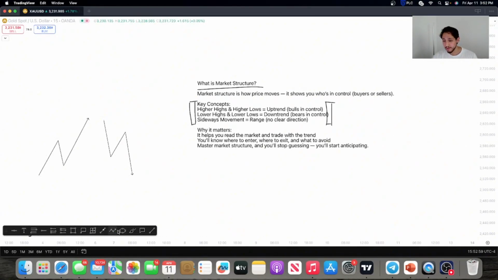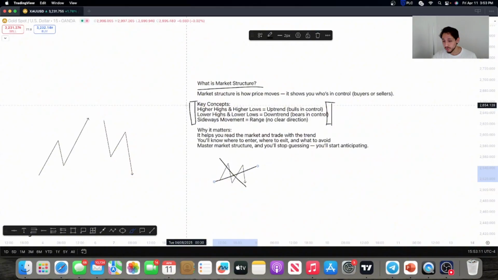The next one is sideways movement, which is a range. Price is moving up, moving down, moving up, moving down. What does that mean? The market is just ranging. There's no point in trading this. The only things you want to trade are higher highs and higher lows, which is an uptrend, and the downtrend. A sideways market is something you want to avoid trading.